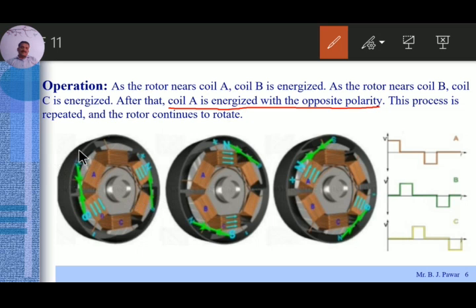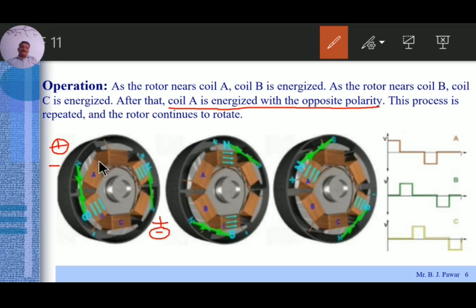So in the first case, whenever we are putting positive DC with respect to its opposite terminal as negative, that coil A is to be energized like this: positive over here and negative towards the opposite side. Means in the second case, it will be like this. In the previous case, positive DC was applied over here, and its opposite terminal was negative.